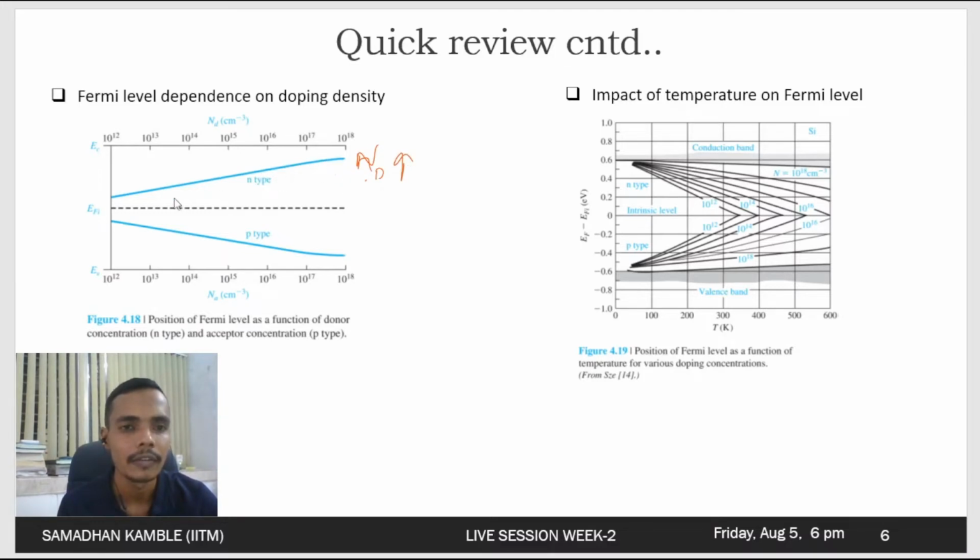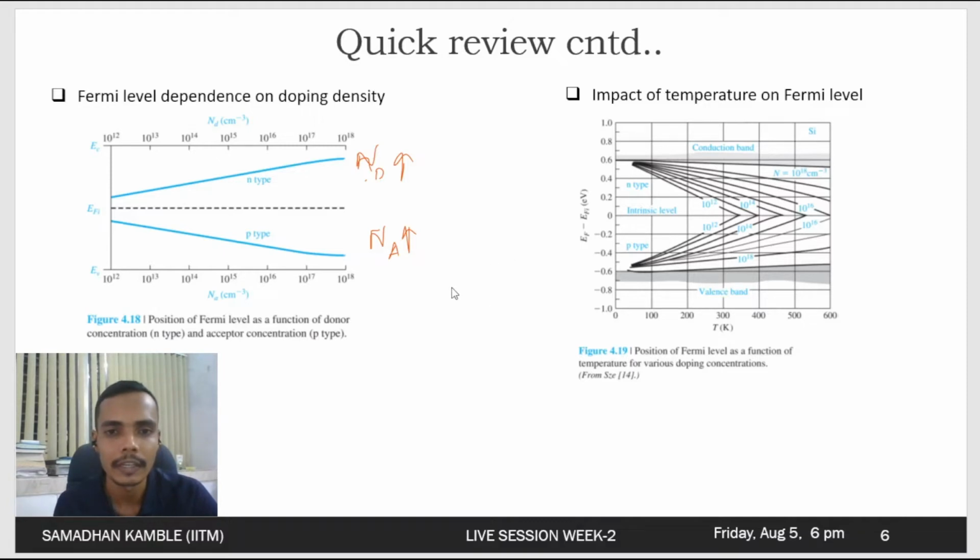As we go on increasing, we see that the Fermi level tries to go towards the conduction band, and it saturates at a particular point. There is a special case that we cannot cross because of degenerate semiconductors and so on. We won't go into the details. Similarly, for the p-type semiconductor, if you increase the number of holes, that is the acceptor concentration, the Fermi level tries to reach towards the valence band energy, in which N is increased in this region. Also, there is an impact of temperature on the Fermi level.